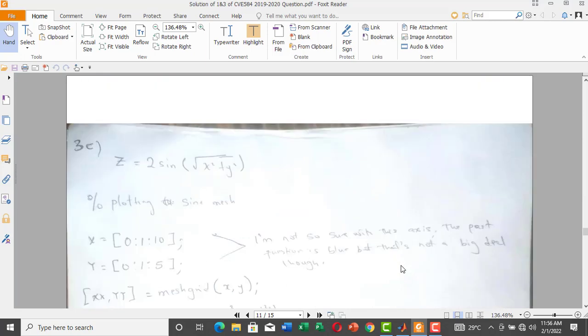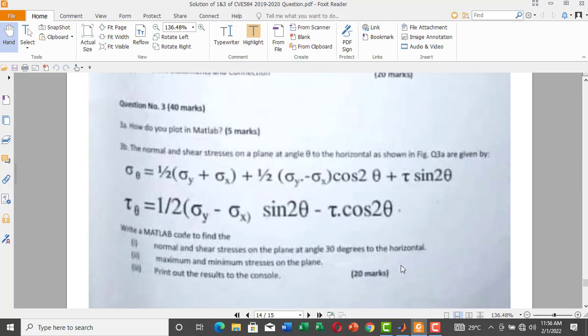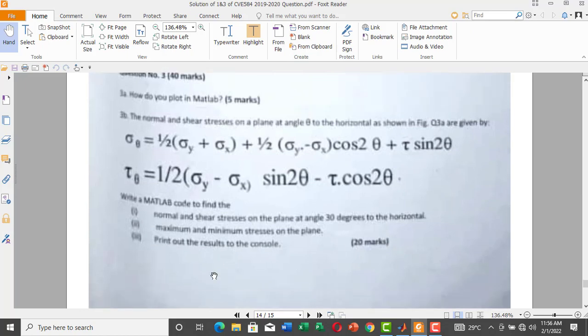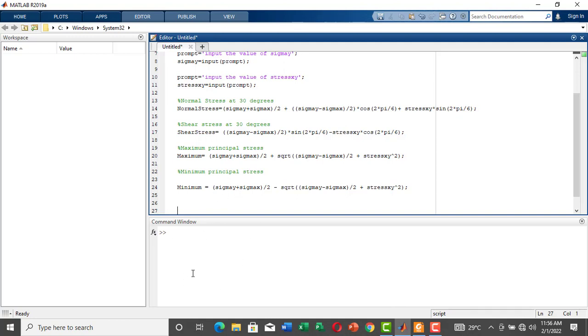The question says at the end that we should print out the result to the console. That is, we should print out the result in the command window. So how are we going to print out the result? What it says is that the result you have here, you want to print it out here. Okay, so you want to see the result. So let's say a description, just as usual. Say print out the results to console.